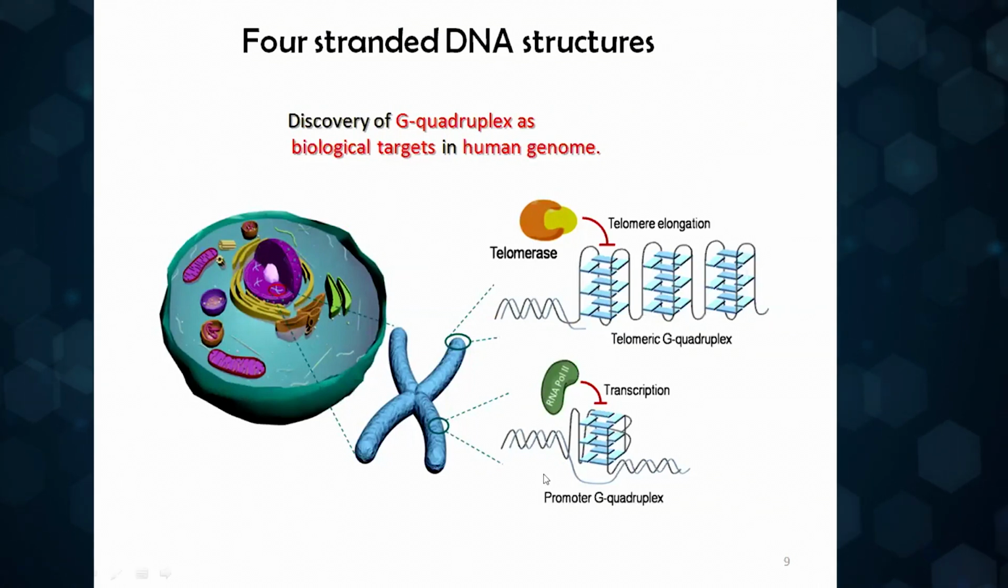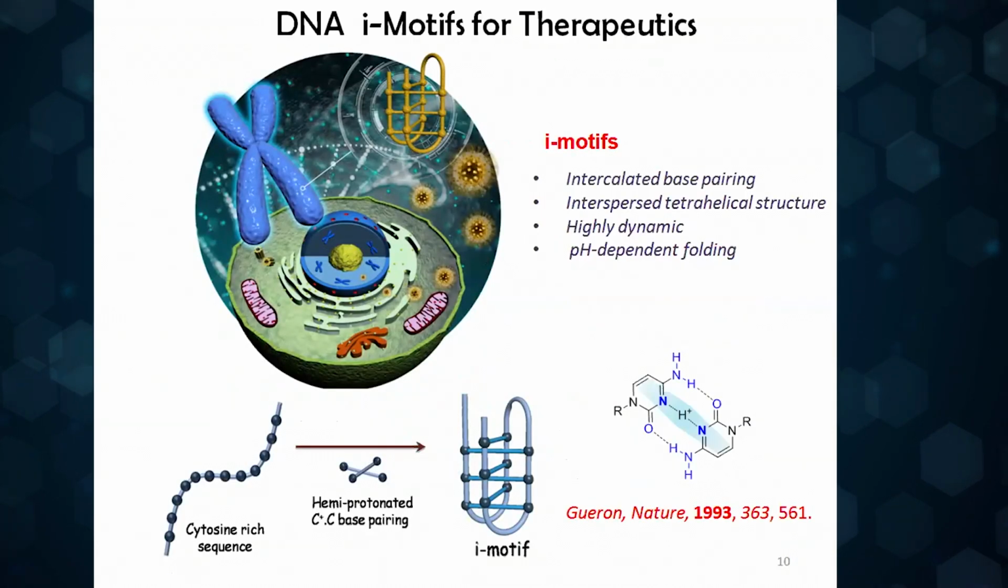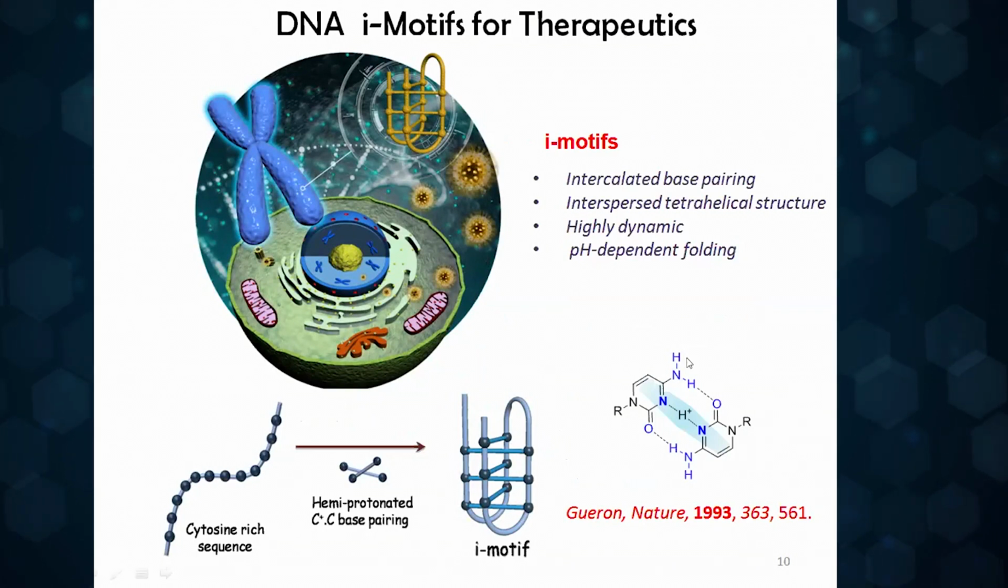They are found in the telomeres at the end of chromosomes and in promoter regions of several oncogenes. They play key biological functions like telomere length maintenance and regulation of gene expression. The complementary C-rich DNA sequences can also adopt folded conformations called i-motifs. These i-motifs contain intercalated cytosine base pairing due to hemiprotonation of one of the cytosines under acidic conditions.